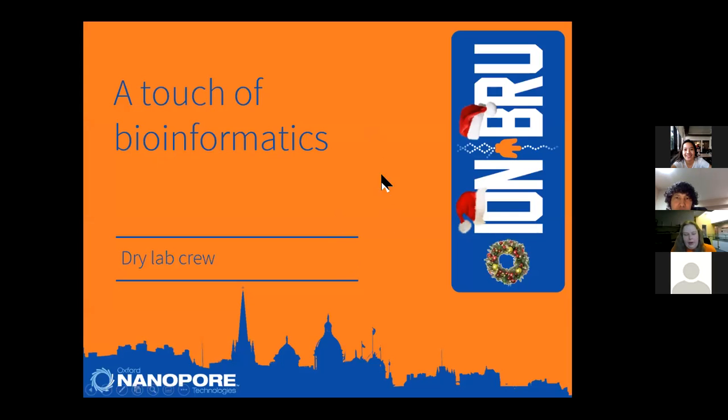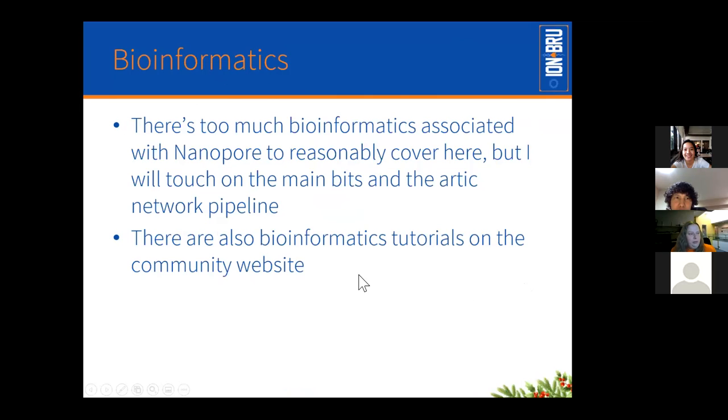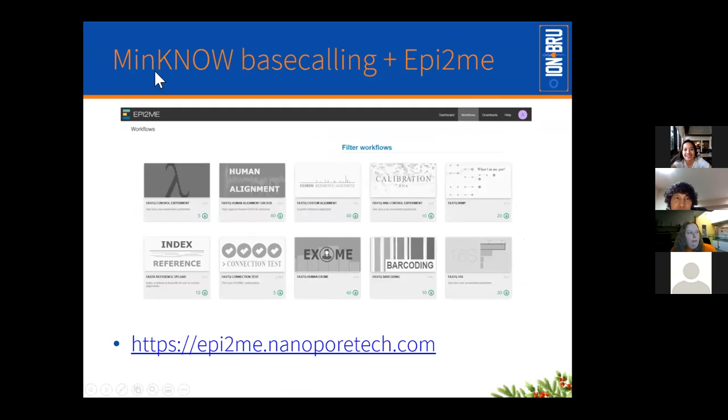So, a very quick touch of bioinformatics. There's way too much to go over now, but there are tutorials on the website. There is a tool called Epitome that will run some simple pipelines for you. And if anyone's interested during the Q&A, I can show you one of these pipelines. If you're completely allergic to bioinformatics, it's quite nice. You just tell it where the fastq file is and it does everything for you.